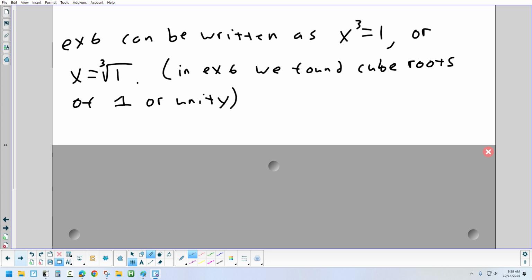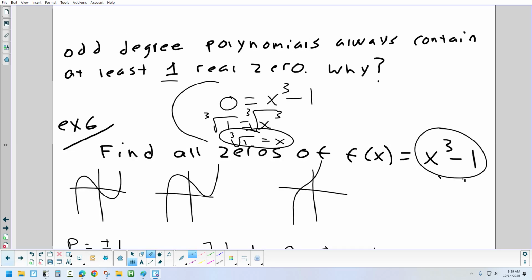So what we did in example 6 is we really found the cube roots of the number 1. You might, in our book, see the term unity. I don't know why they use that for the number 1. So if it ever said to find the cube roots of unity, that just means find all the cube roots of 1, which means to set up an equation like this and solve it.